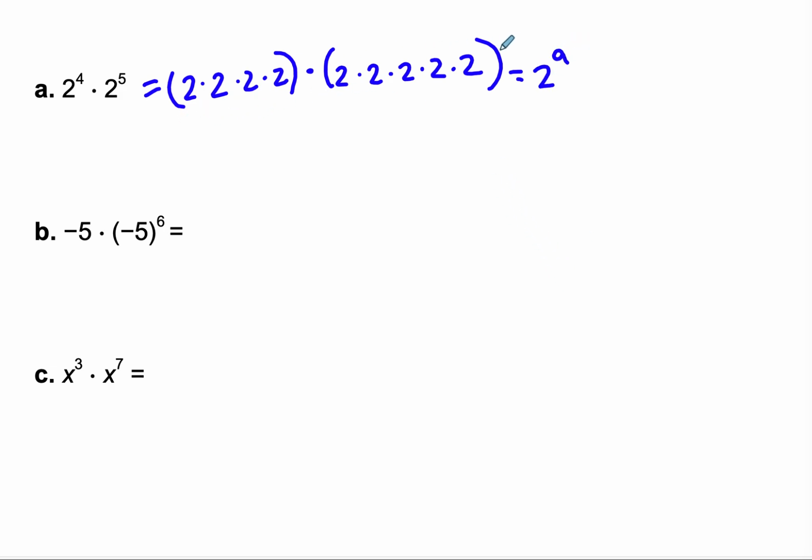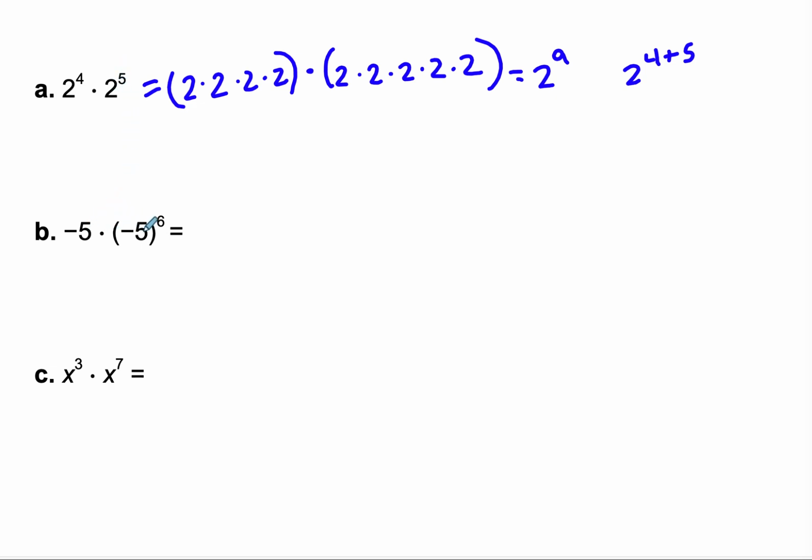Now, I'm not expecting you to write all of that out. A way to show your work would be something like this: 2, and then we're adding 4 plus 5. I just wrote it out so you could see why that works. When I have the same base and I'm multiplying them together, I can add the exponents to find out how many I have.